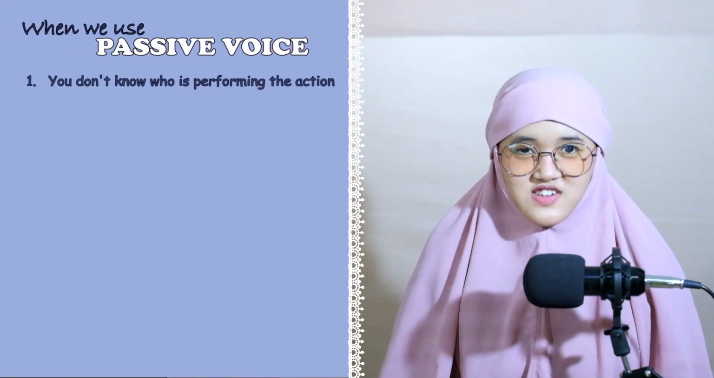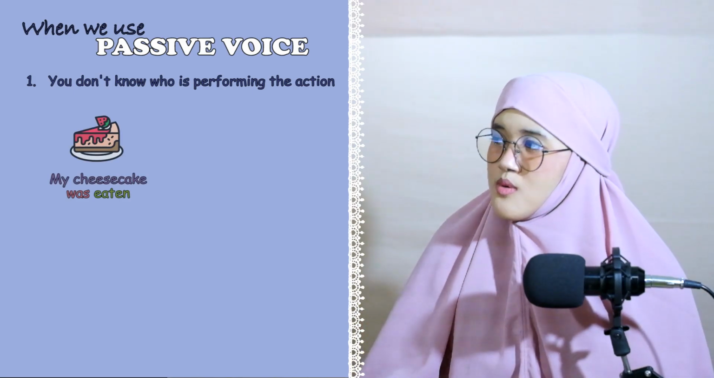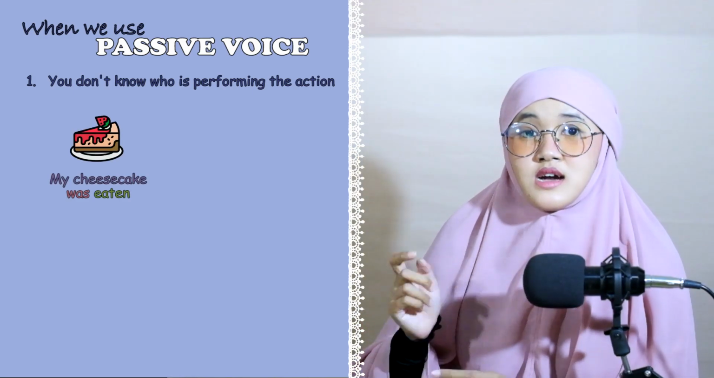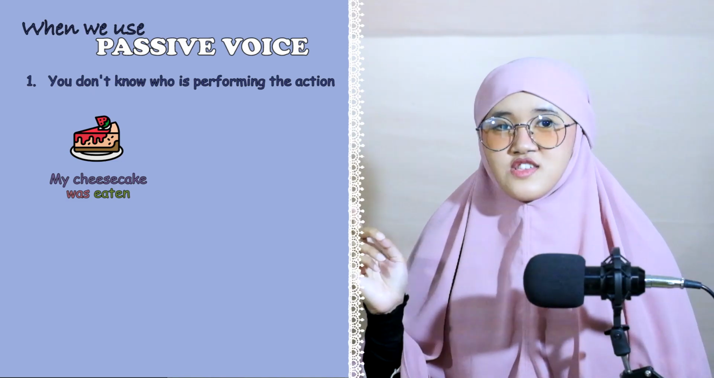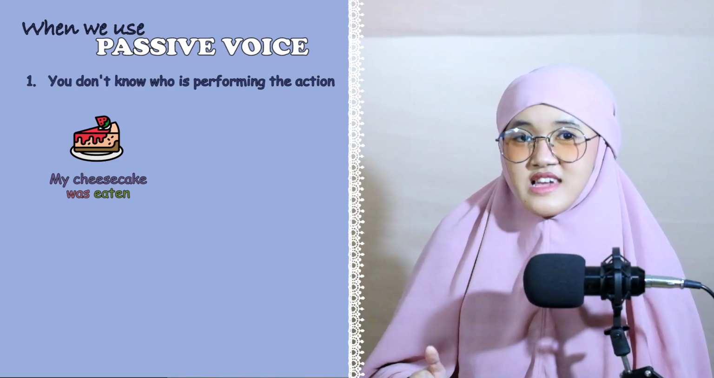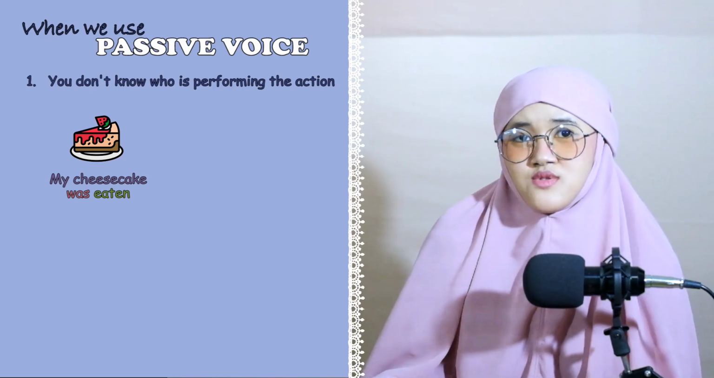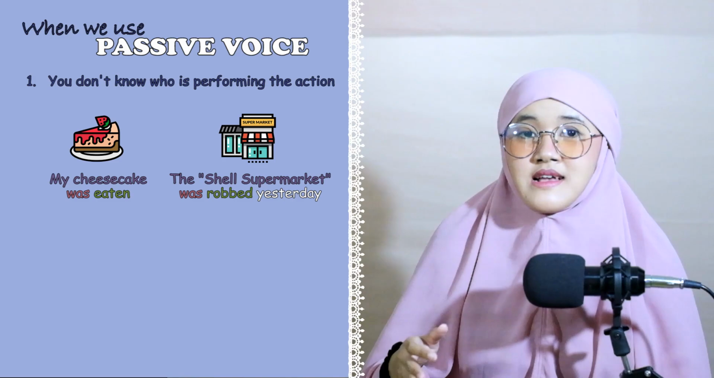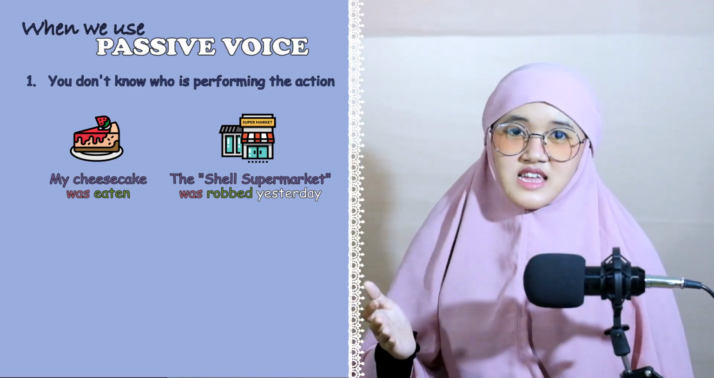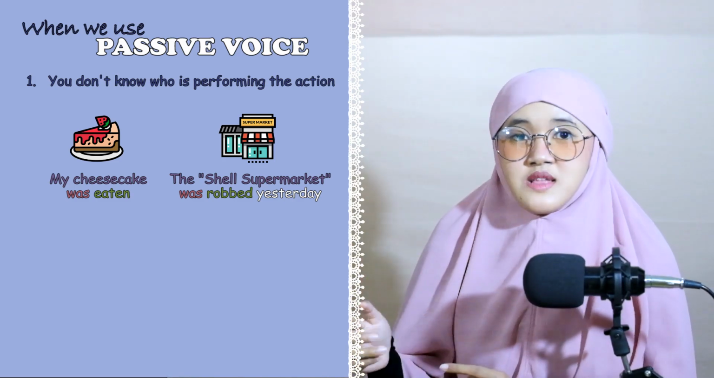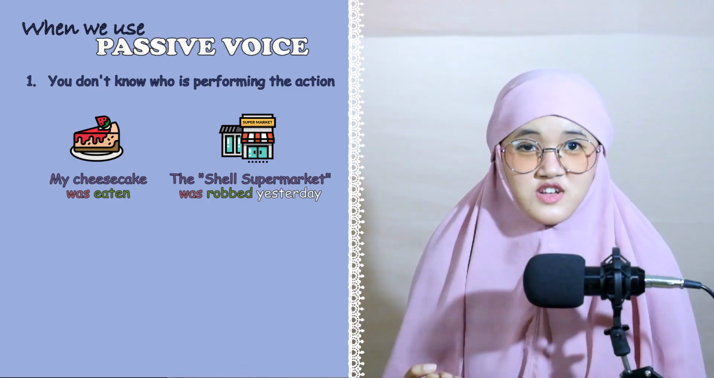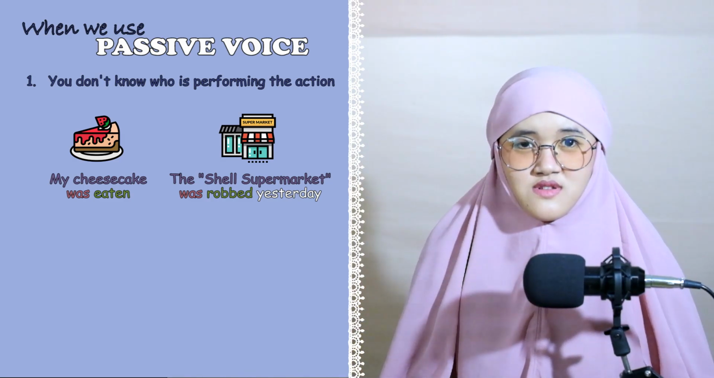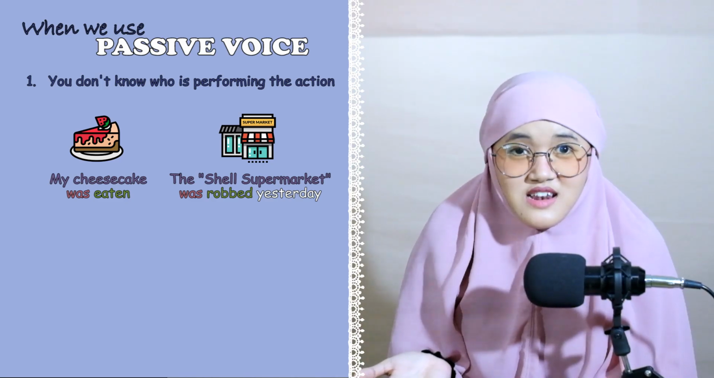When do we use the passive voice? First, you don't know who performed the action. My cheesecake was eaten. In the example here, the focus is on the fact that my cheesecake was eaten. I don't know who did it. The Shell supermarket was robbed yesterday. Passive voice is appropriate in the example here because the person who robbed the supermarket is unknown. I don't know, you don't know, it's unknown.